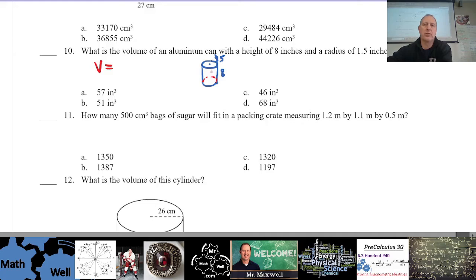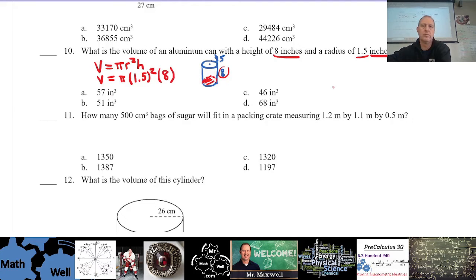A cylinder is a circular prism, right? So it's the area of the base times the height. That's all it is. So it's pi r squared is the area of the base times the height. So you're doing pi times 1.5 squared, that's the radius squared, times the height of 8. And those are all in the same units, so that's good. You can just use those exact numbers. Okay, so do that on your calculator.